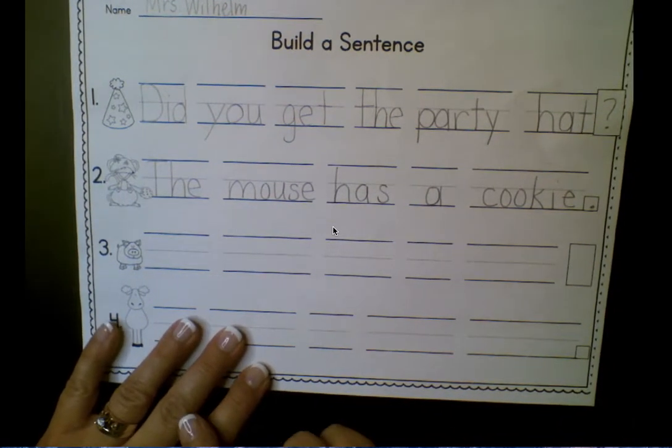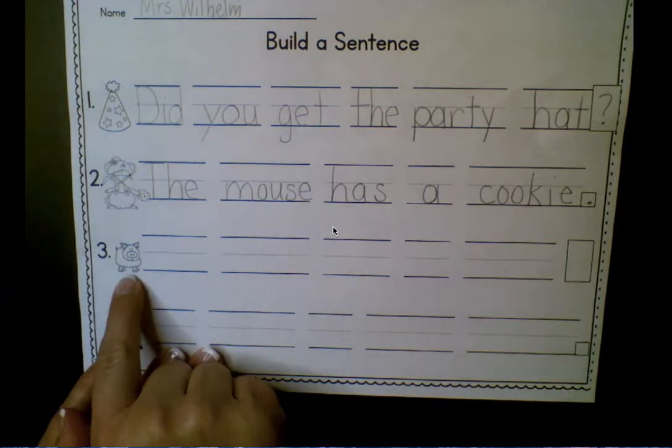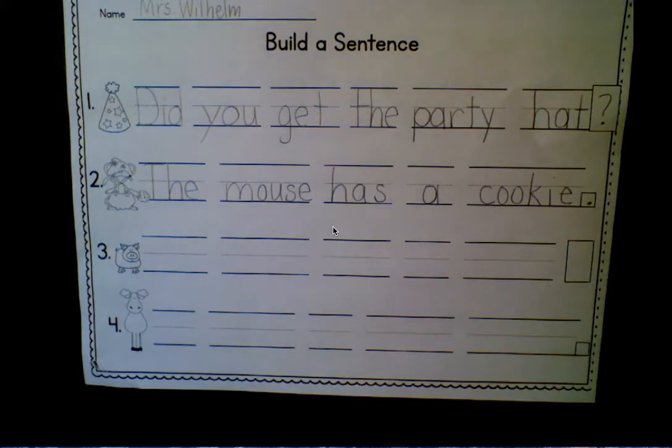All right, what's the next picture? A picture of, it's a pig. So find your sentences with the pig.